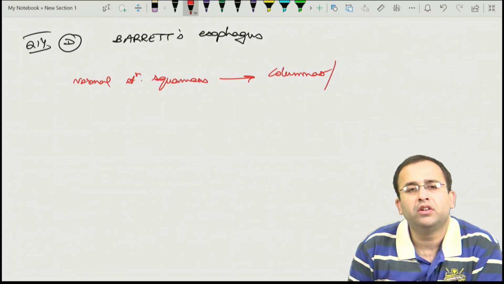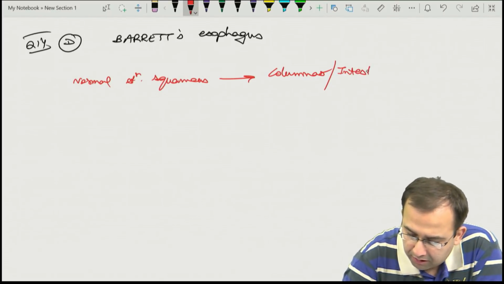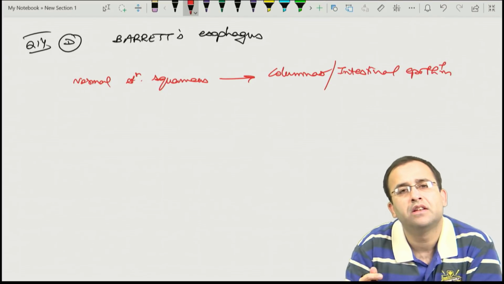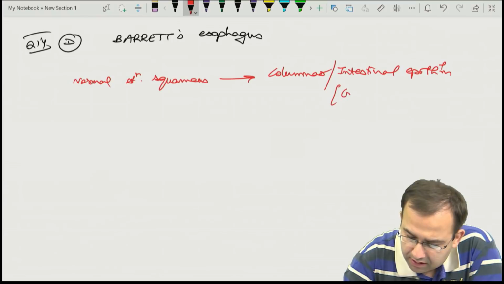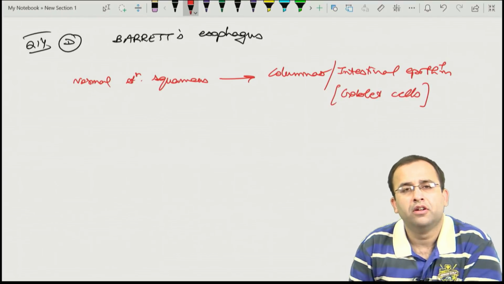Now I'm not satisfied with the word columnar. The exact word is intestinal epithelium. Why? Because it shows the presence of columnar cells along with goblet cells. Goblet cells are also present. Next point.